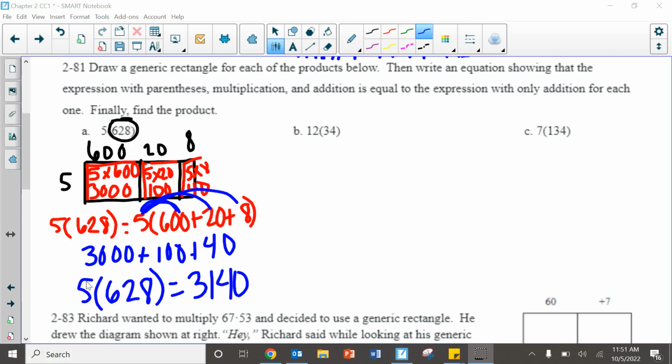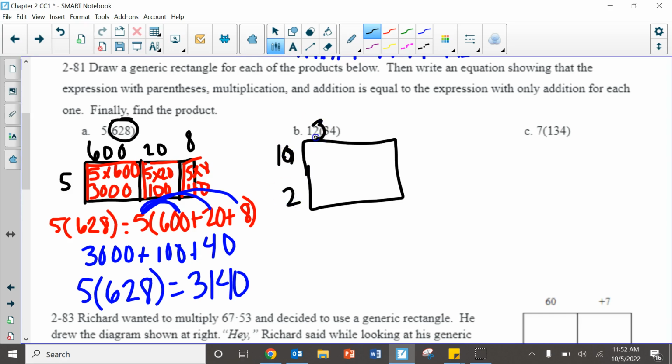Let's continue. So we got B, and we got a 2-digit by 2-digit. So I'm going to break both these numbers up by place value. So I'll do 10 and 2 and 30 and 4 for this one. Okay, find the area of each of these boxes. A 10 by 30, that's 300. A 10 by 4, 40. A 2 by 30, 60. And a 2 by 4, which is 8.